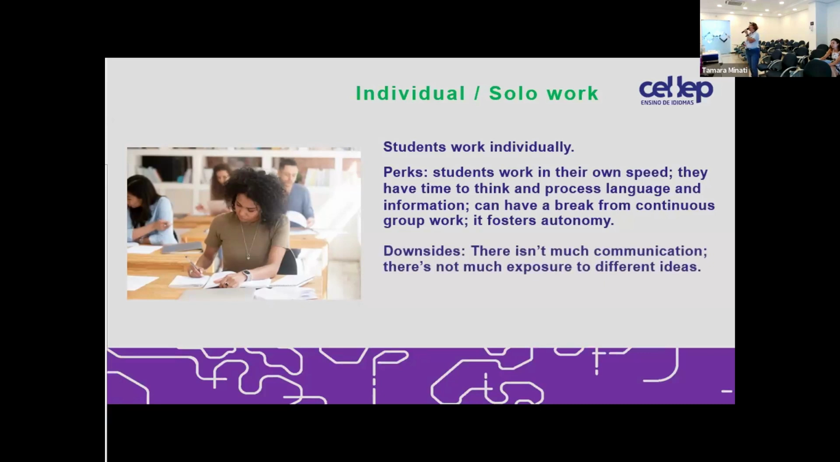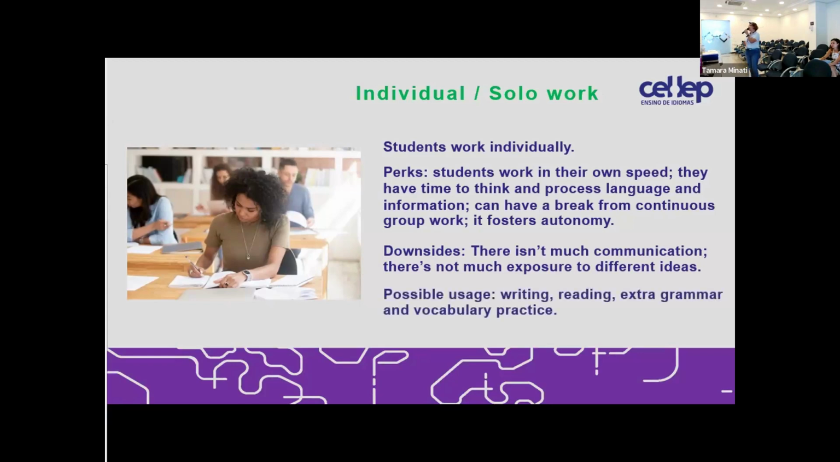The downsides: there isn't much communication, and we are teaching English. It's a language, so they need to communicate. And there's little exposure to different ideas. I think that Marceli mentioned this here. Students don't see other perspectives, different contexts. So it's important to work in different patterns of interaction.